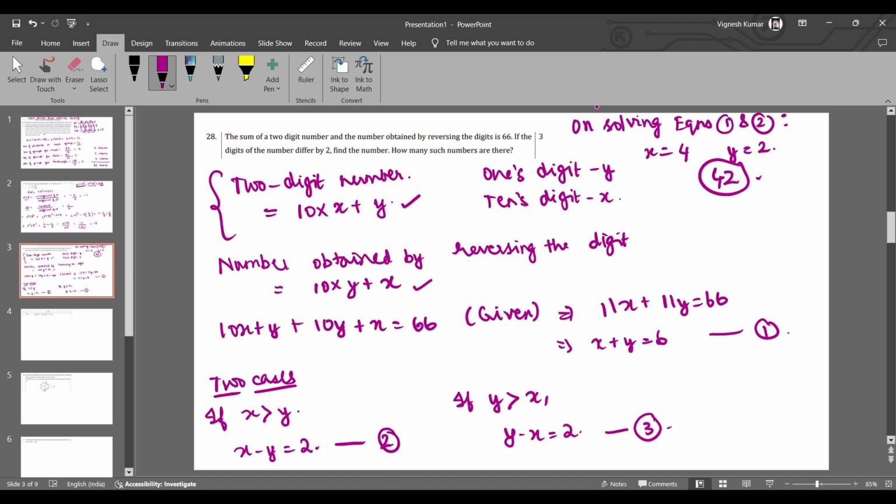But if you consider the second scenario, on solving equations 1 and 3, we will get x is equal to 2 and y is equal to 4. So the number required will be 24. So there are two numbers possible as answers for this question. How many such numbers are there? Two such numbers are there. So this is the approach to these types of questions. Let us go to the next question.